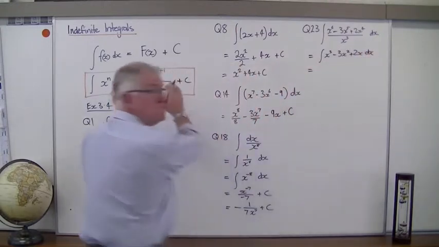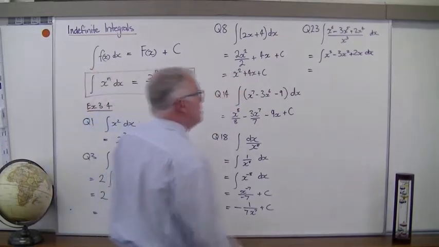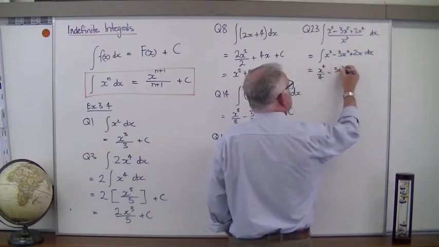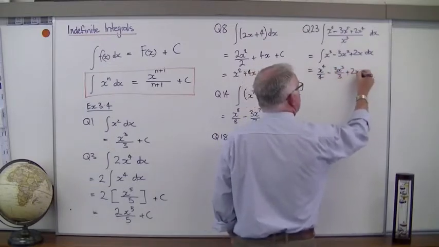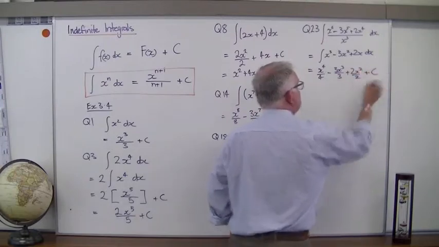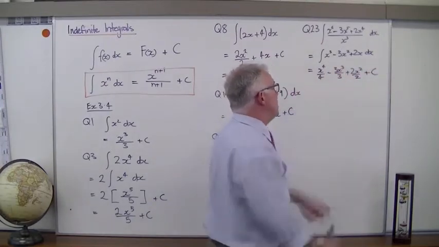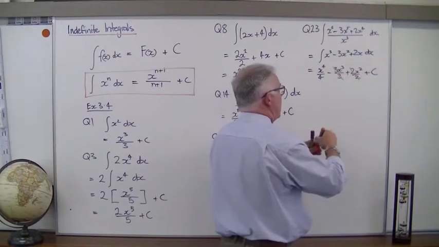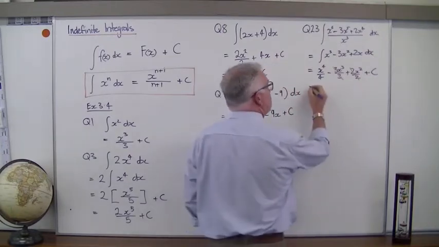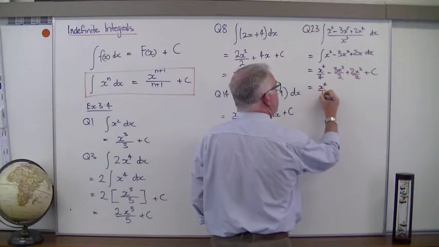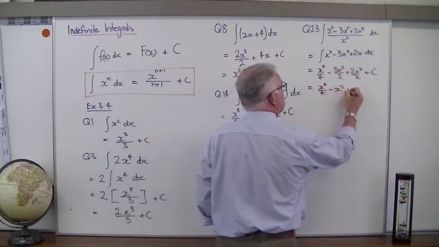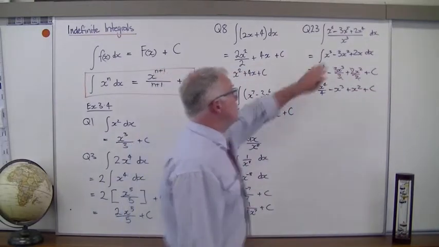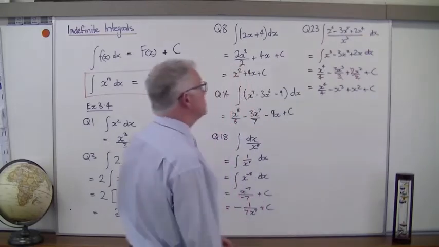And now we use this template to figure out how to do that. Our answer will be x to the power of 4 on 4 minus 3x cubed on 3 plus 2x squared on 2 plus c. And if you want to cancel out these terms here, that's entirely appropriate. And just to tidy that up a bit, we would end up with x to the power of 4 on 4 minus x cubed plus x squared plus c. Okay? So cancelling out is entirely legitimate in this process.